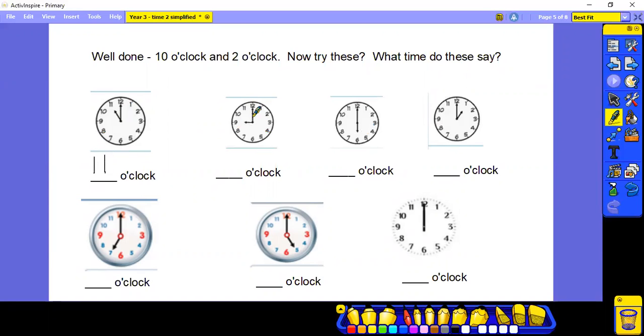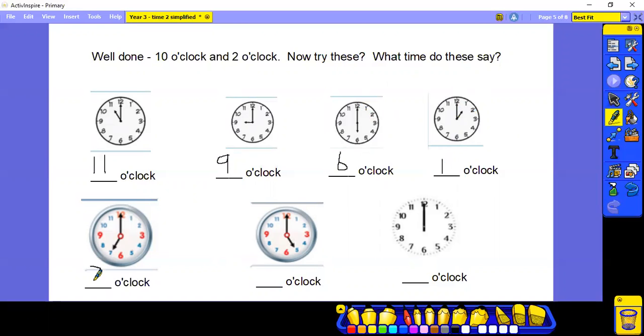The long hand is pointing to the 12, the short hand is pointing to the 9. So this clock says 9 o'clock. The long hand is pointing to the 12 and the short hand is pointing to the 6. This clock says 6 o'clock. The long hand is pointing to the 12 and the short hand is pointing to the 1. This says 1 o'clock.